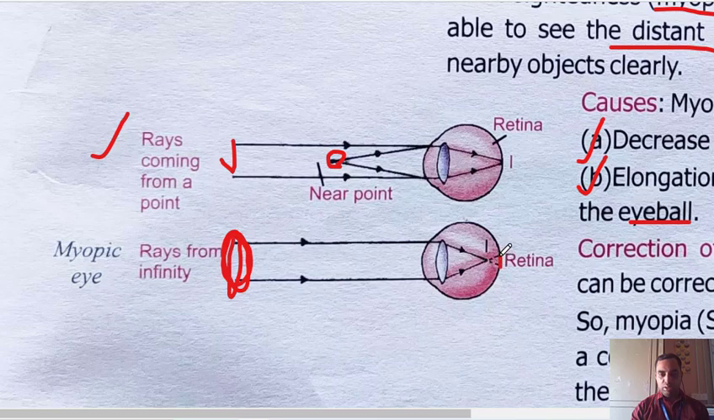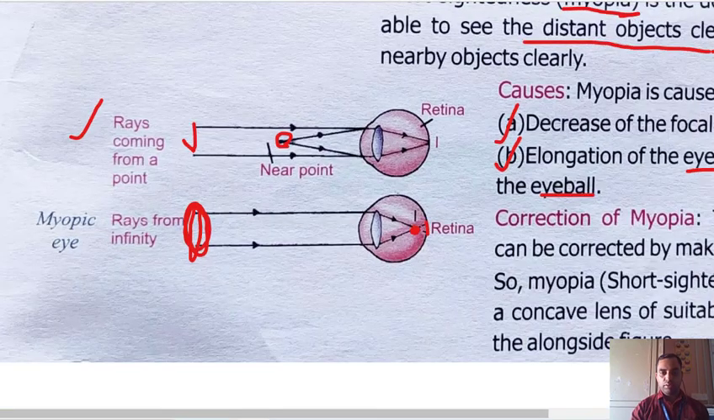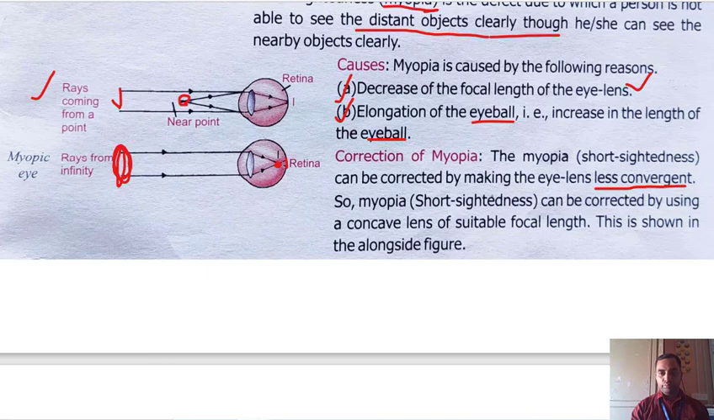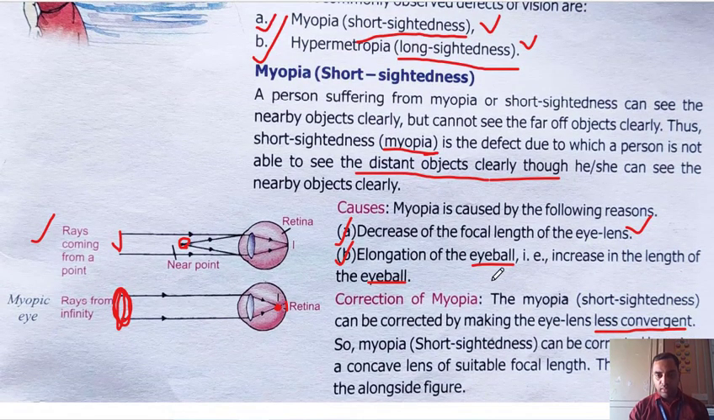Here it should meet at this point, as you can see here. These are meeting just before the retina, at this point. So this is the myopic eye. So your job is to do something so that the rays of light will not meet here but meet here, so that the person will be able to see properly. So myopia, short-sightedness, can be corrected by using a concave lens of suitable focal length.